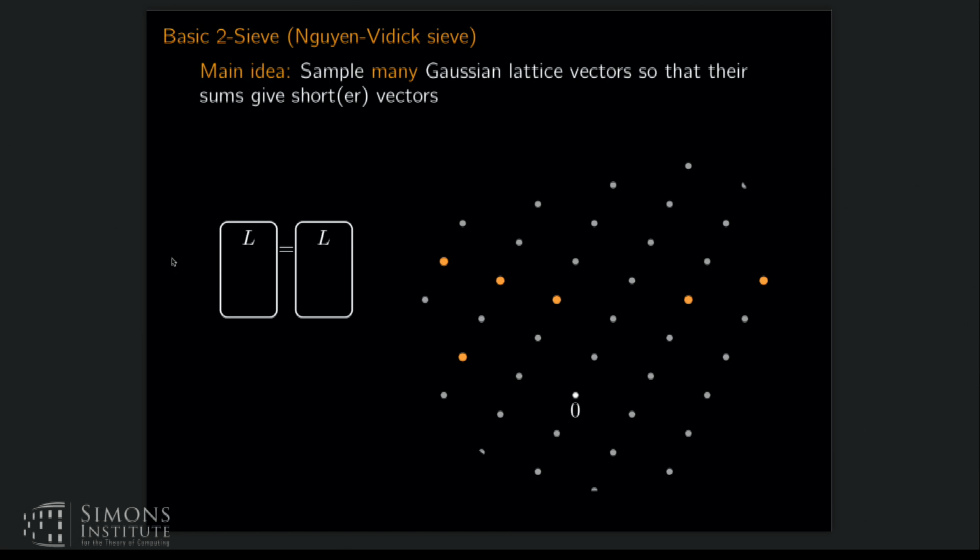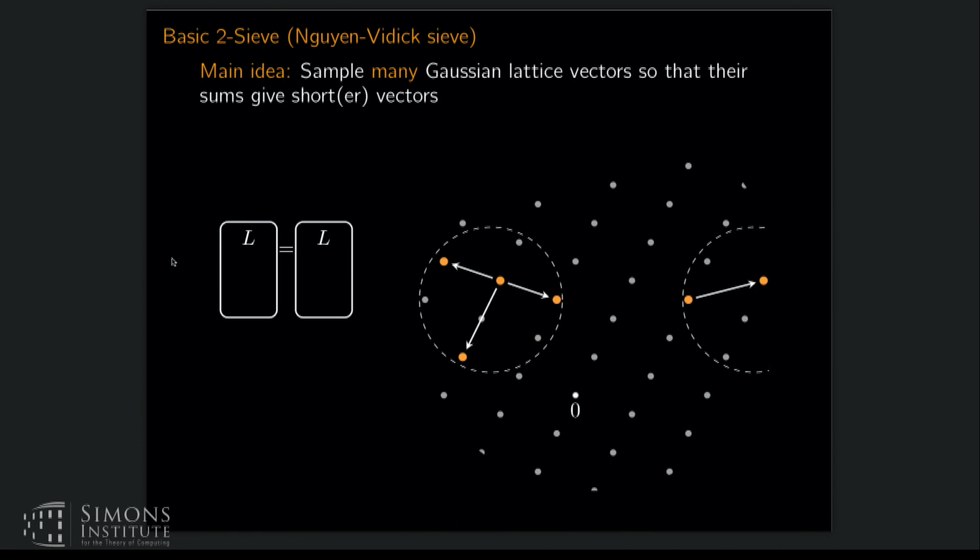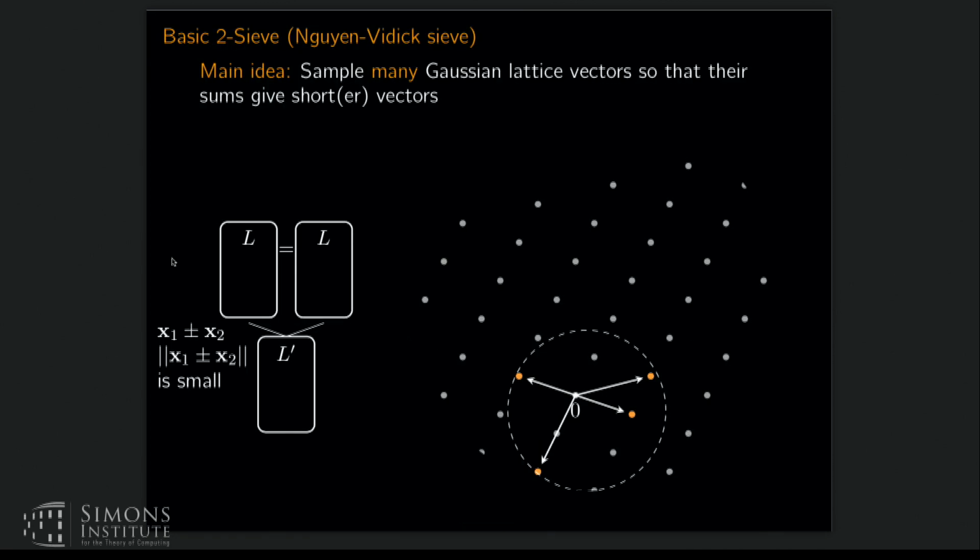And you draw many of them, so many that they appear to live close to each other. And this closeness you want to detect, such that the difference becomes shorter. So basically, in the picture, I sample orange vectors, I put them into a list, and I want to find pairs that give me something shorter. It looks like this. Once you find something shorter, you put them in a new list, and then you iterate the same process.